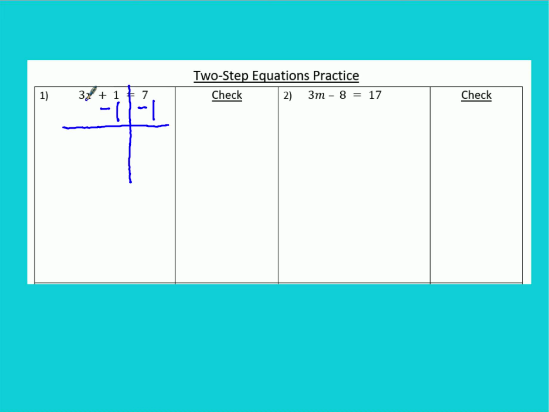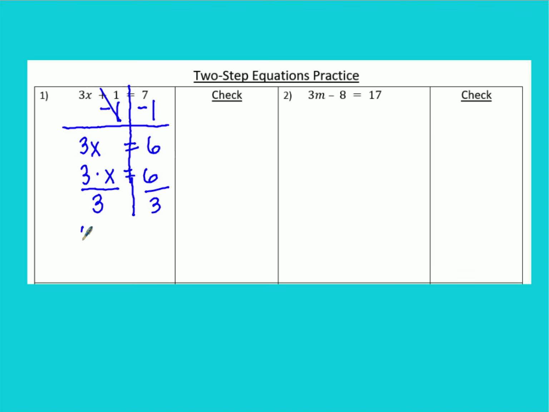Now I need to combine like terms. So 3x comes down, positive 1 minus 1 becomes 0, so that disappears. On this side I have 7 minus 1, that's 6. So now my equation becomes 3x equals 6, and this is just the same as 3 times x equals 6. So what's happening to our variable? We're multiplying it by 3. The opposite of that would be to divide by 3. So on both sides of my equation, I'm going to divide by 3.